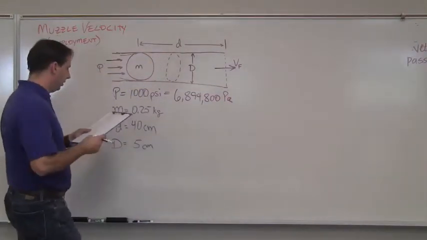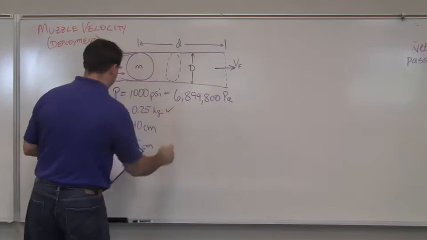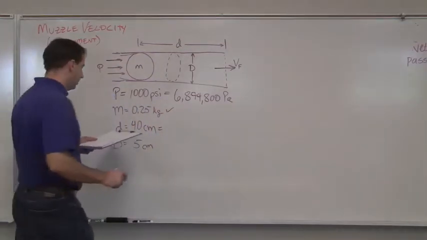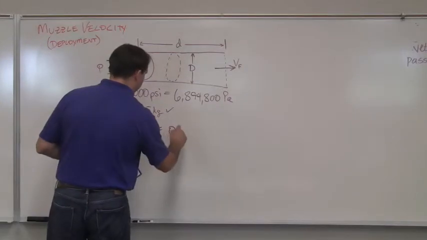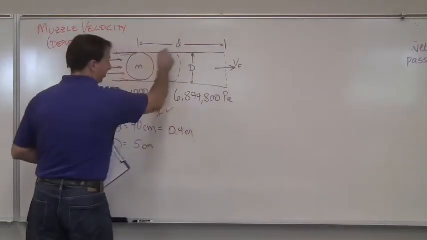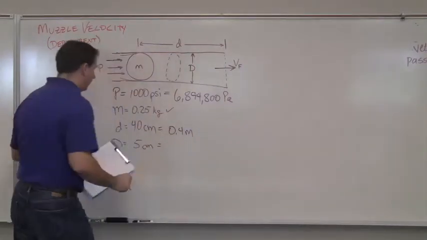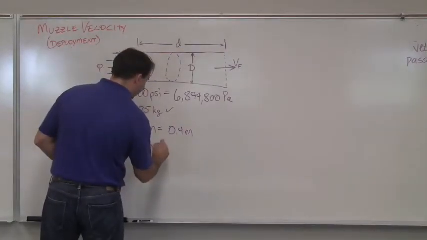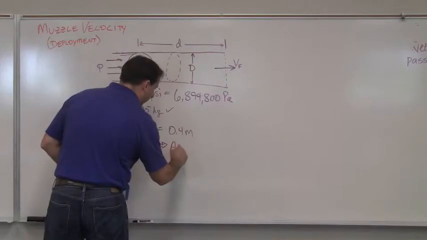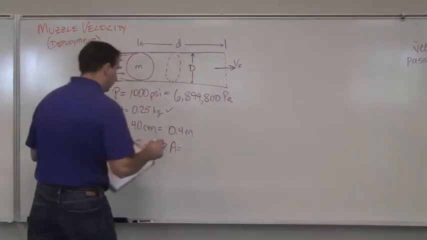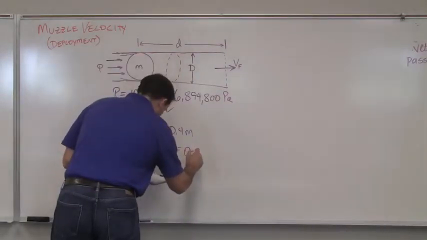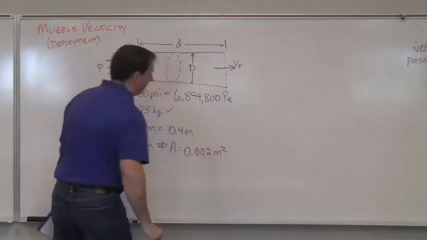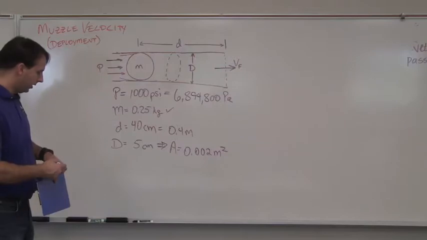That's the conversion there. The mass is going to stay as kilograms. Check. Remember, we want to use meters, so this is going to change to 0.4 meters. The distance that we're traveling, this little d, big D is. We don't need big D, we need area, don't we? So the area, in square meters, is going to be 0.002 square meters, okay? So that's what we got from all this.